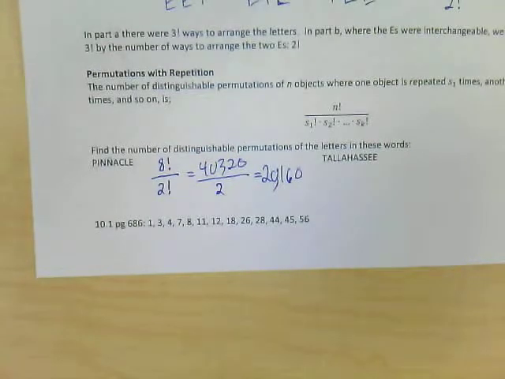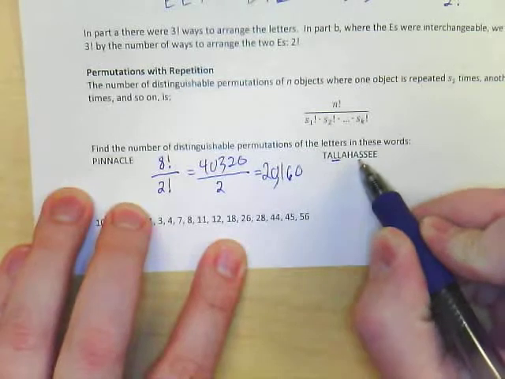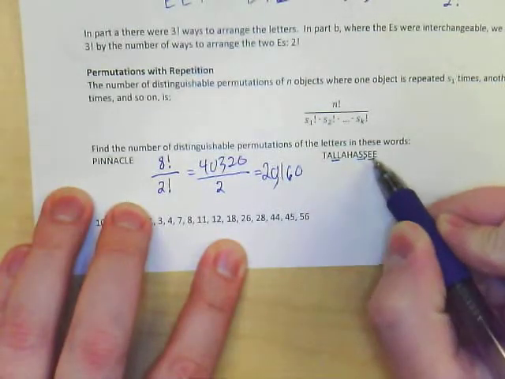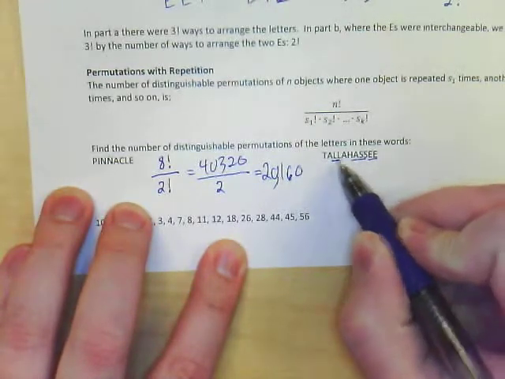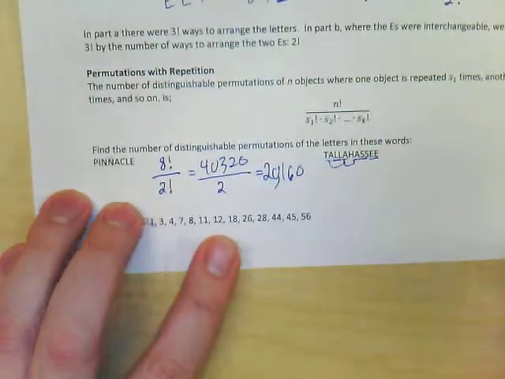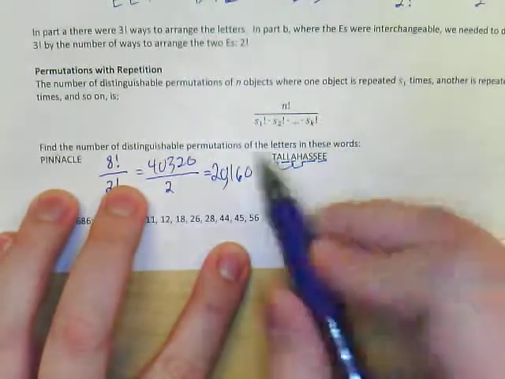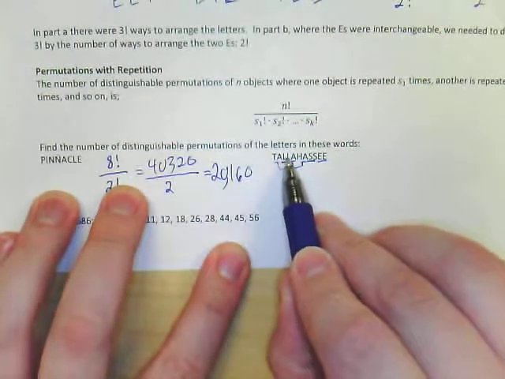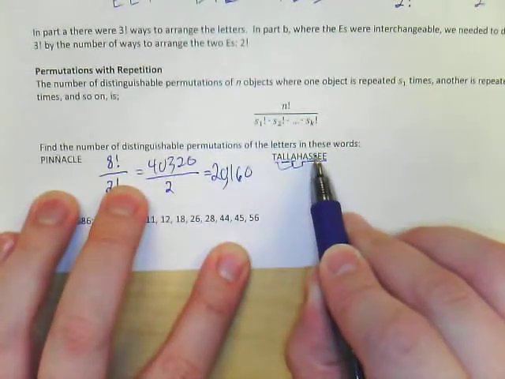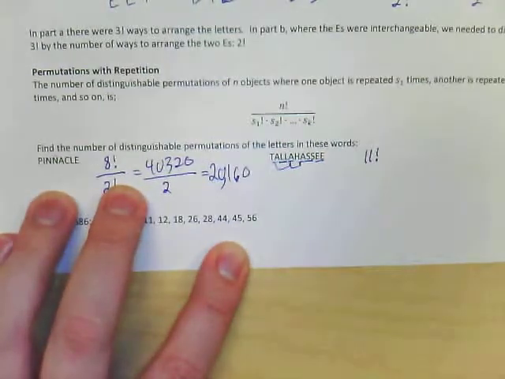Now let's go to Tallahassee. This one you can see has more than one repeated letter. We've got 2 L's, 2 S's, 2 E's, and 3 A's. So we're going to have to be a bit more careful. We're going to have to divide off the repetition for all of those letters. The total number of letters we have is 1, 2, 3, 4, 5, 6, 7, 8, 9, 10, 11. So the total number of ways to arrange those, if they were all different, would be 11 factorial.